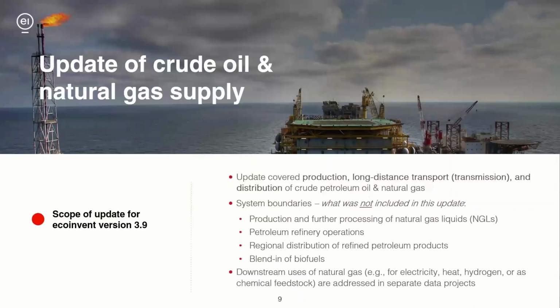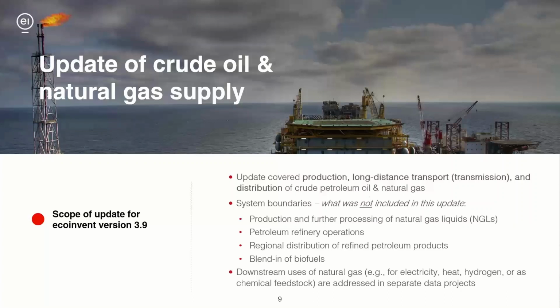So just to recap or to summarize a little bit before we go into more details about how this update was implemented for ecoinvent version 3.9. We are here looking at an update covering production, long-distance transport or transmission, and the distribution of crude petroleum oil and natural gas. So maybe it's also important then to highlight what was not included in this particular update.